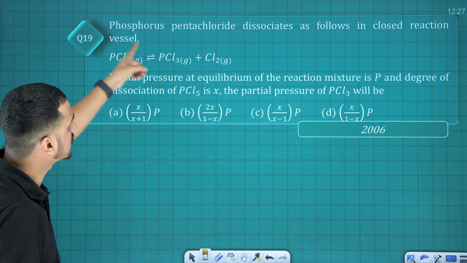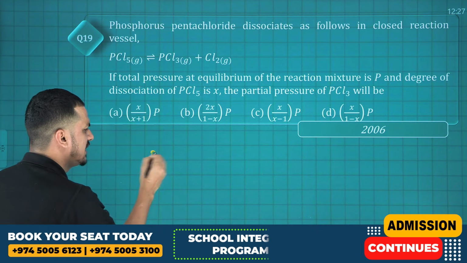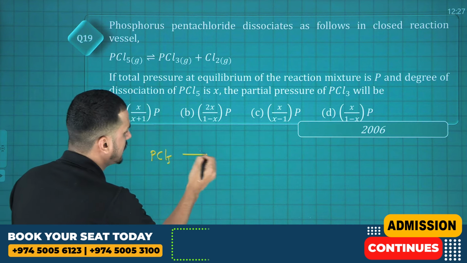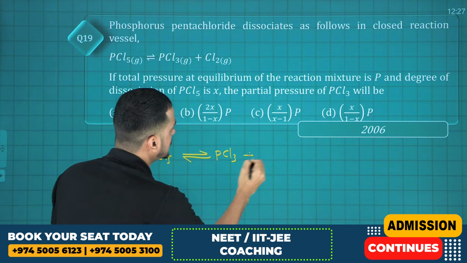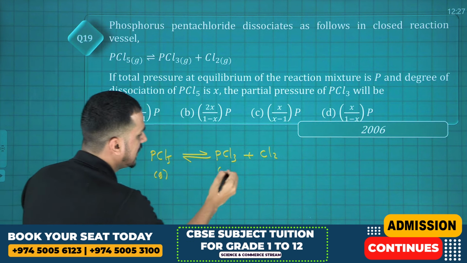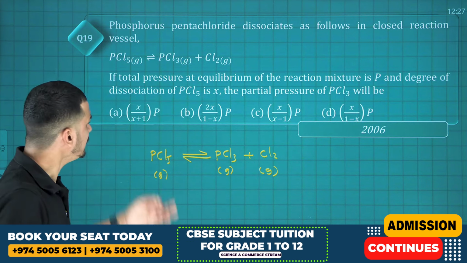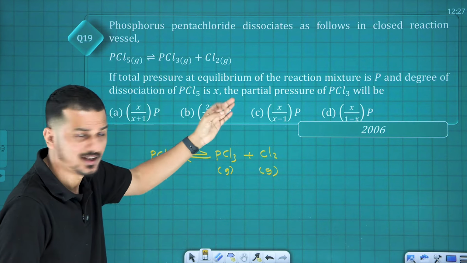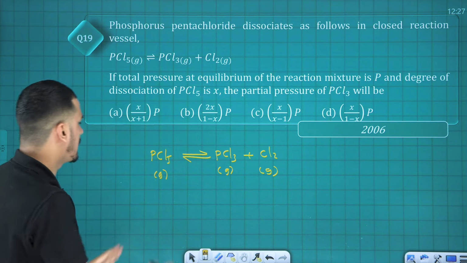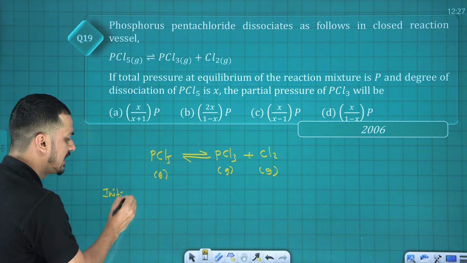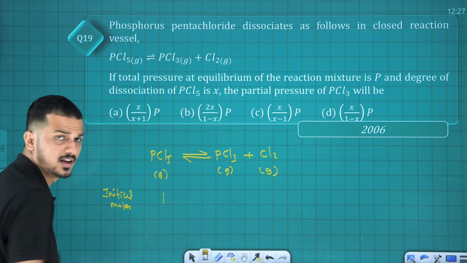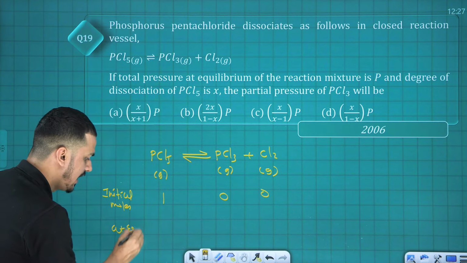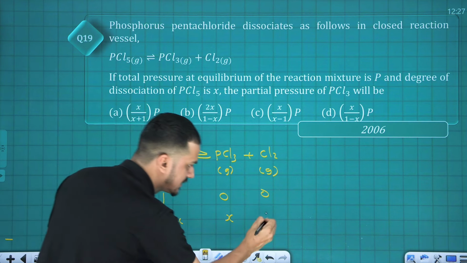What about the question here? Phosphorus pentachloride, PCl5. It's an easy question. Again, they asked this one in 2006. That time also they asked the same question. PCl5 gives PCl3 plus Cl2 gas. This is gas, this is gas, this is gas. Now they are asking: the total pressure of the equilibrium mixture is P and the degree of dissociation of PCl5 is X. Then the partial pressure of PCl3 will be? So what's the initial moles? Initial moles I can take as 1, and that time this is 0, this is 0. X is the degree of dissociation. Then at equilibrium this will be 1 minus X, this will be X, this will be X.